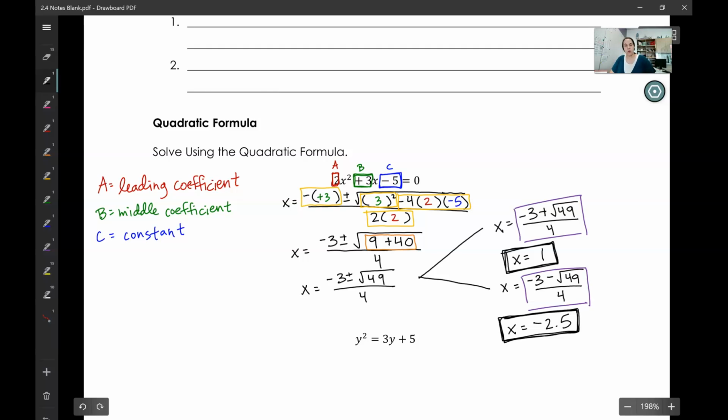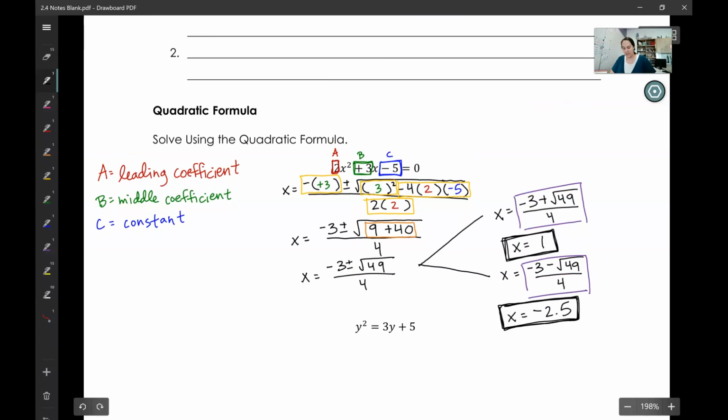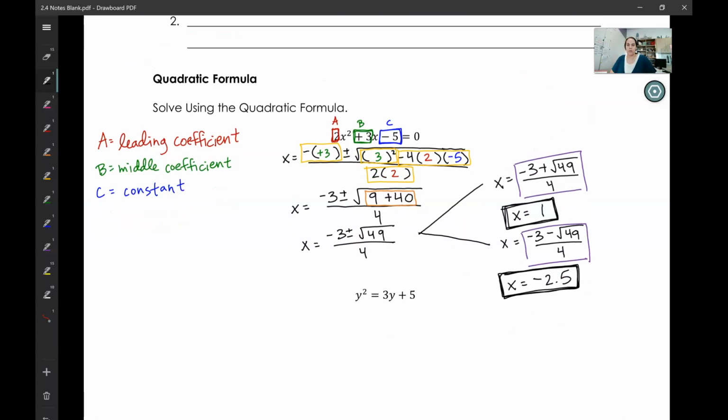And that's how we use the quadratic formula. In the next video, I'll do the last two examples so you can see how those ones work.